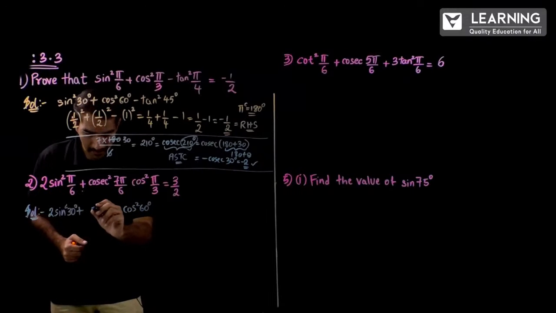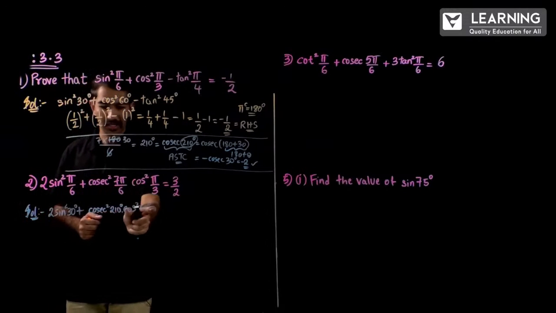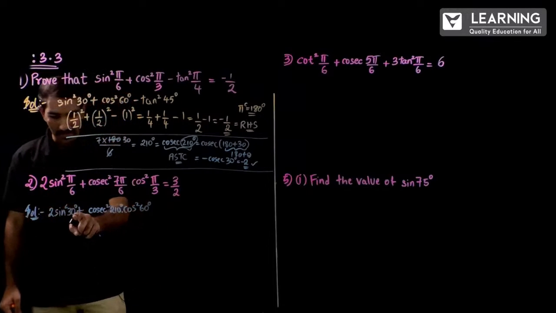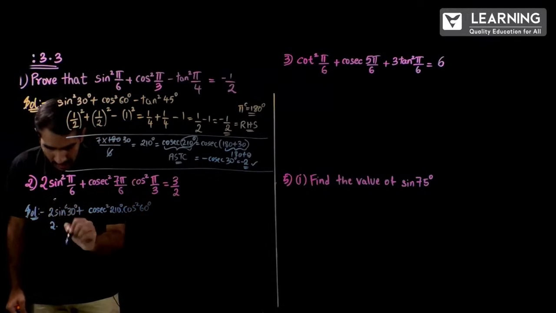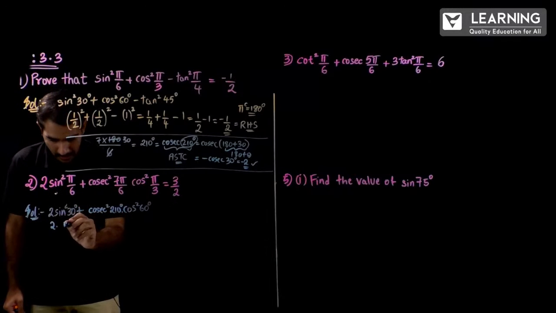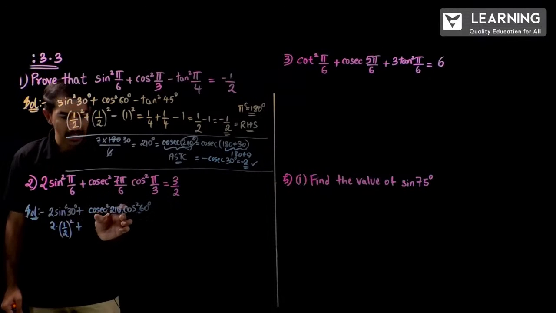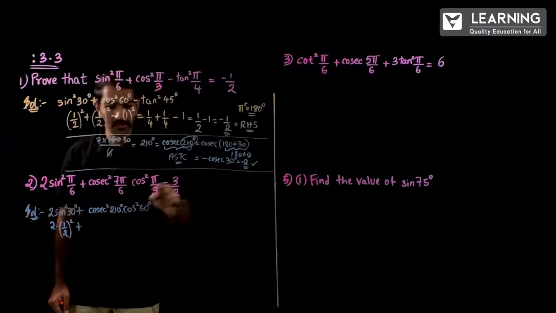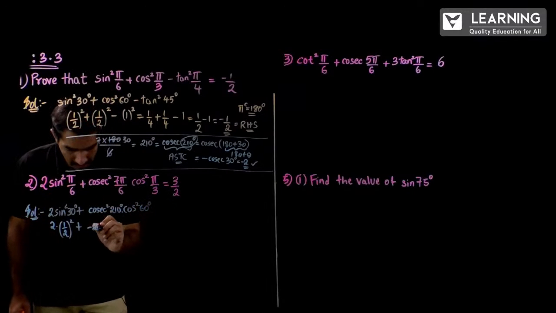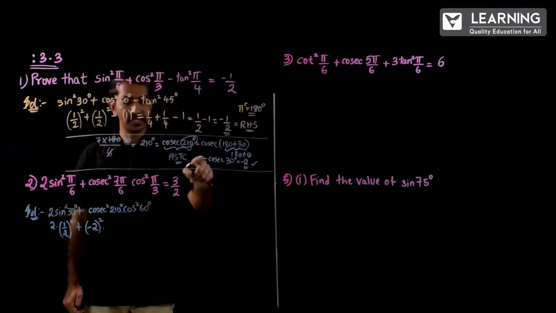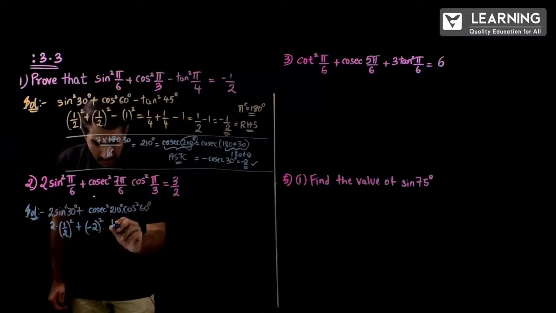So here we will write sine square 210 degrees, the expression is 2 sine square 30 plus cosecant square 210 into cos square 60. Substituting the values here, students. 2 into what is sine 30? 1 by 2, the whole square, plus cosecant 210. What is cosecant 210? Minus 2, the whole square, into what is cos 60? Cos 60 is again 1 by 2. 1 by 2, the whole square.